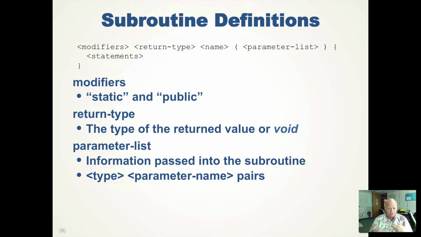The return type is, what's the return type of the subroutine? Well, in the case of a subroutine that doesn't have a return type, you type void, like in main, public static void main. And then the name, main. And then the parameter list is information that can be passed into the subroutine that allows you to change, not change what the task does, but maybe change the data being operated on by the task. The parameter list is a type and parameter name pair. So we always know what the type of the parameter is, and then we have a name for the parameter so we can refer to it in the subroutine. And if we have more than one, they're comma separated.